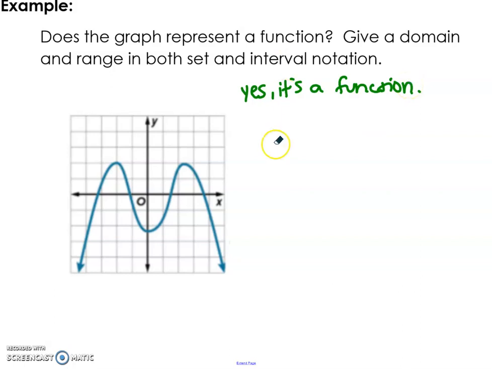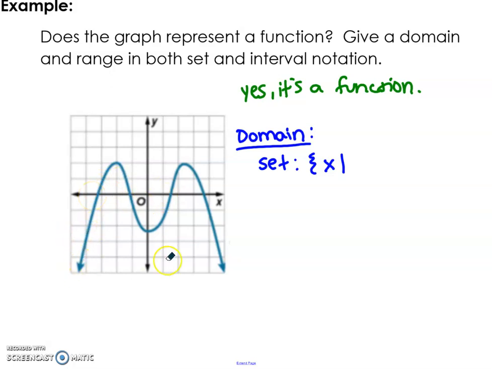So domain are the x values. So let's find set notation first. So this is that set builder. Okay, so in the domain, our set builder notation, we're always going to start with that curly brace, and since domain is x, we're going to say x such that, and then we have to figure out what the domain actually is. So remember, we're looking at the x values, and we want to look left to right.